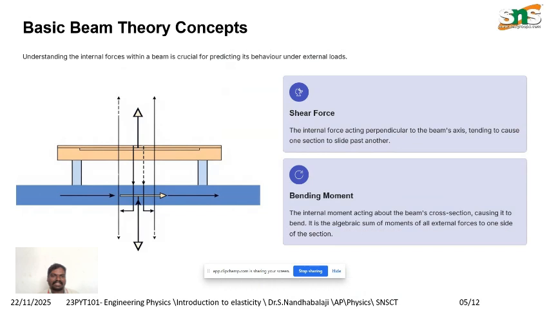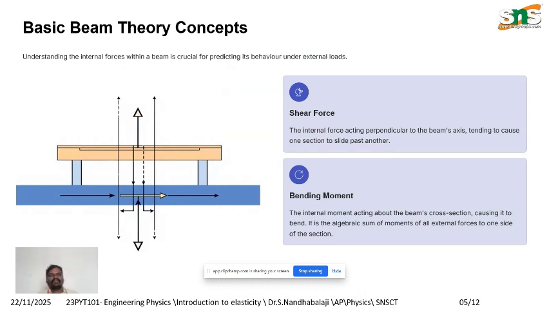For a cantilever beam subjected to a point load at its free end, the bending moment varies linearly along the length. So the equation of bending moment is M equals minus P times x, where P is the applied point load and x is the distance from the free end. The negative sign indicates a sagging moment, compression at the top and tension at the bottom, as shown in the figure.